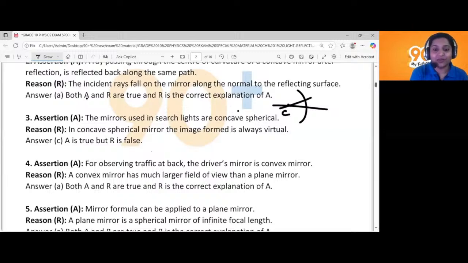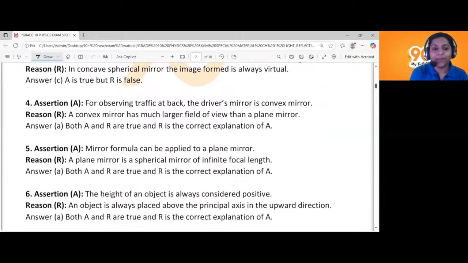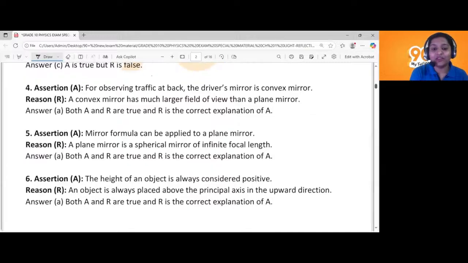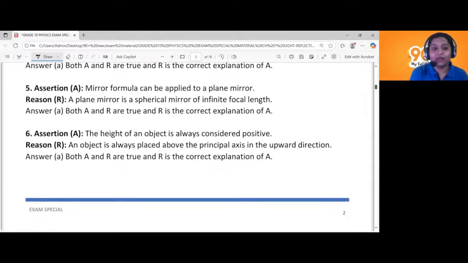Question number 5. It's an important question. Mirror formula can be applied to a plane mirror, and a plane mirror is a spherical mirror of infinite focal length. Yes. The mirror formula 1 by f equals 1 by v plus 1 by u can also be applied to a plane mirror, because a plane mirror is a spherical mirror of infinite focal length. So here both the assertion and reason are true and the reason is the correct explanation of the assertion.